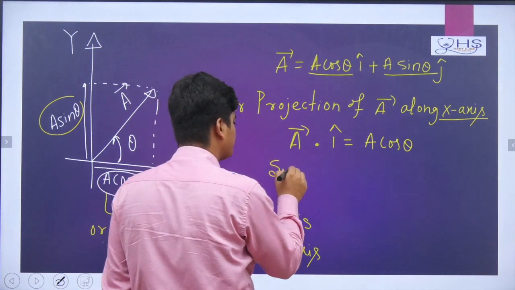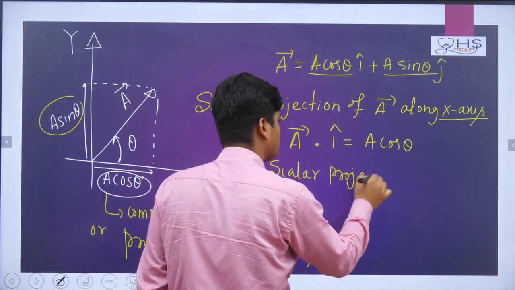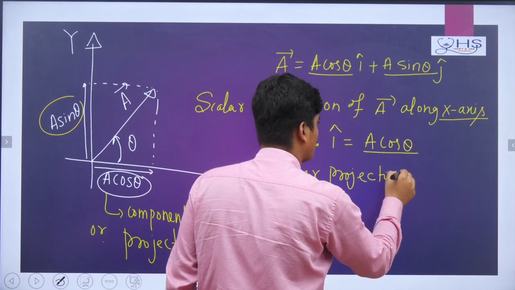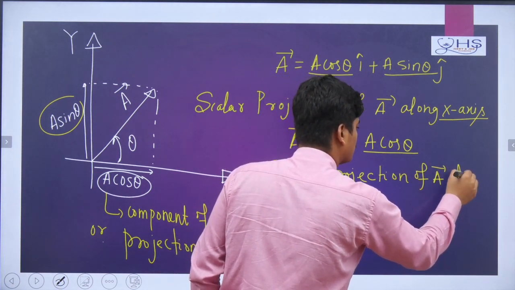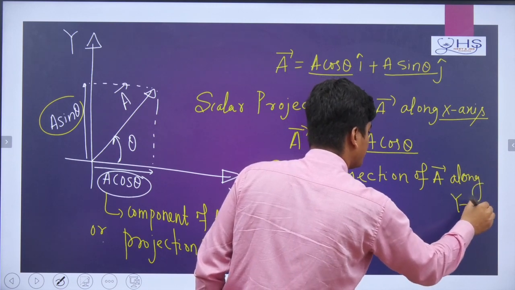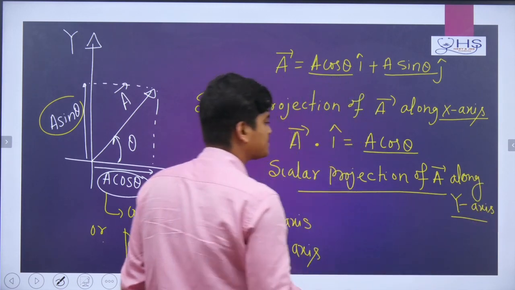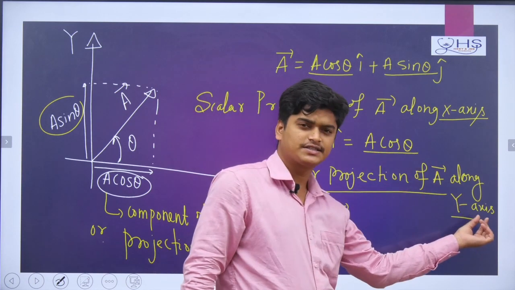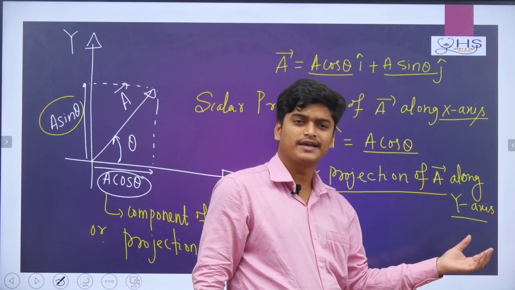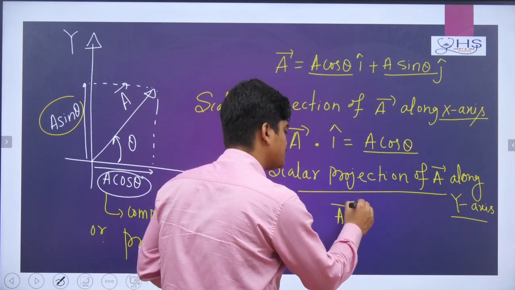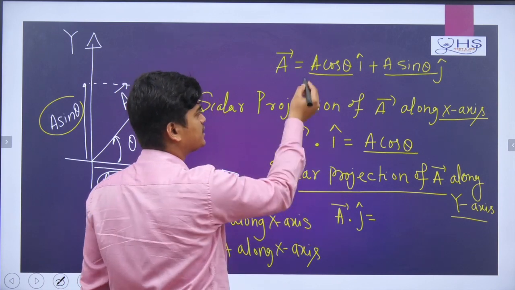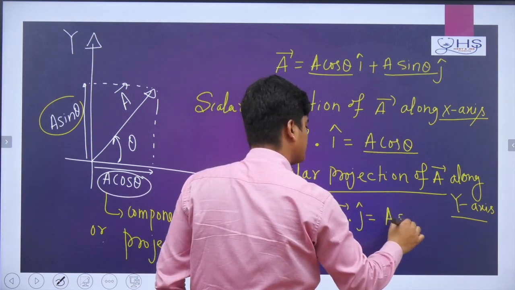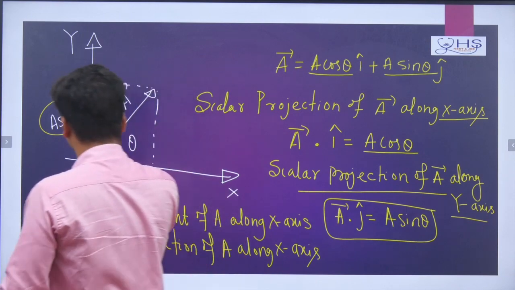Similarly, suppose I want to find the scalar projection of vector A along the y axis, because whatever comes out is a scalar quantity. Then I do the same thing. First I take the vector A along the y axis, and the unit vector along the y axis is j cap. So do A dot j cap. A cos theta i dot j will come, and this i dot j becomes 0, so only A sin theta remains, which is nothing but A sin theta.